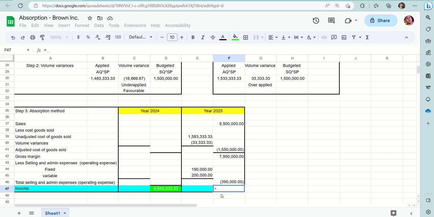To arrive at income, we simply subtract 390,000 from 7,950,000. That would give us an income of 7,560,000. Okay, that is our income.